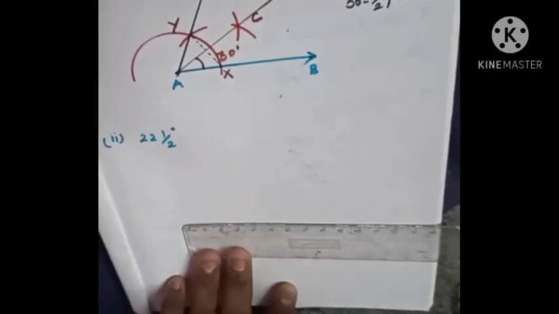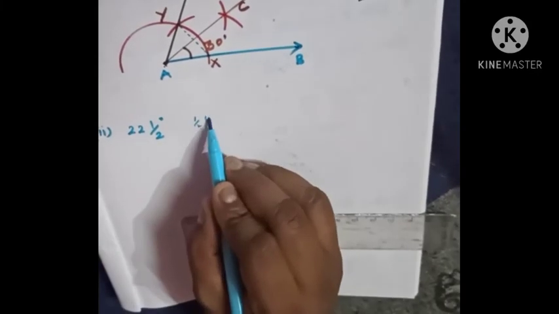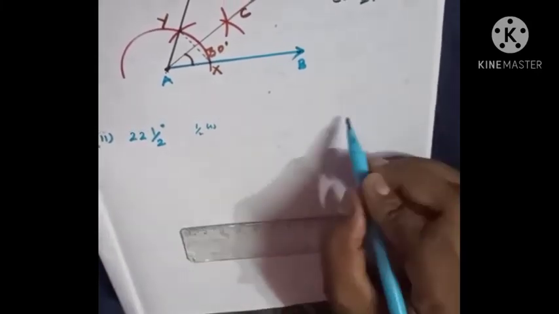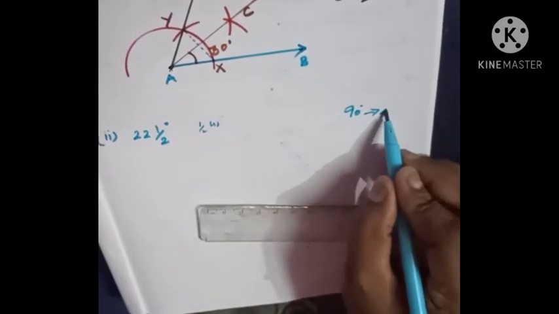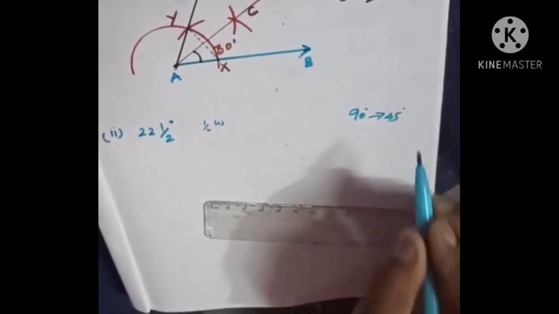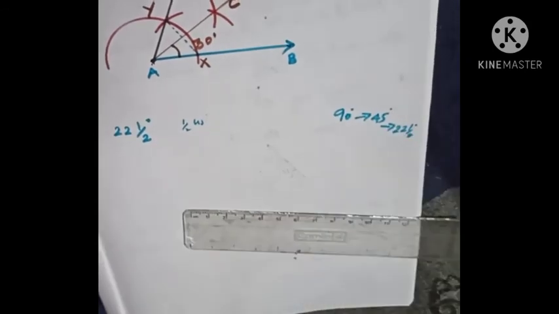So already I informed, 22.5 degree is nothing but half of 45. So first we need to focus on 90 degree, and it leads to 45 degree, half is 45, and next we need to take the angle bisector, we get 22.5 degree.